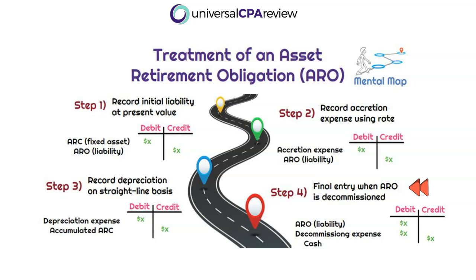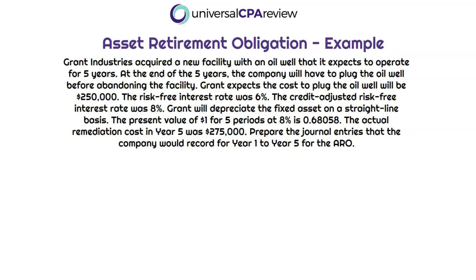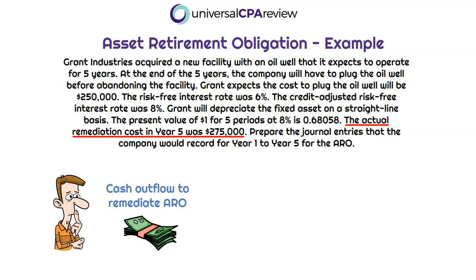So we've hammered through steps 1, 2, and 3, and now we're at the end of the road, and it's step 4. And this is when the useful life is up and the ARO needs to be decommissioned, or we need to remediate the property, right? So how would this transaction go down? Well, when we look back to the example, right, in the second to last sentence, it says the actual remediation cost in year 5 was $275,000. So this is basically where the company would incur some level of cost to pay some third party or somebody else to come in and actually remediate this property, meaning get it back to its prior condition.